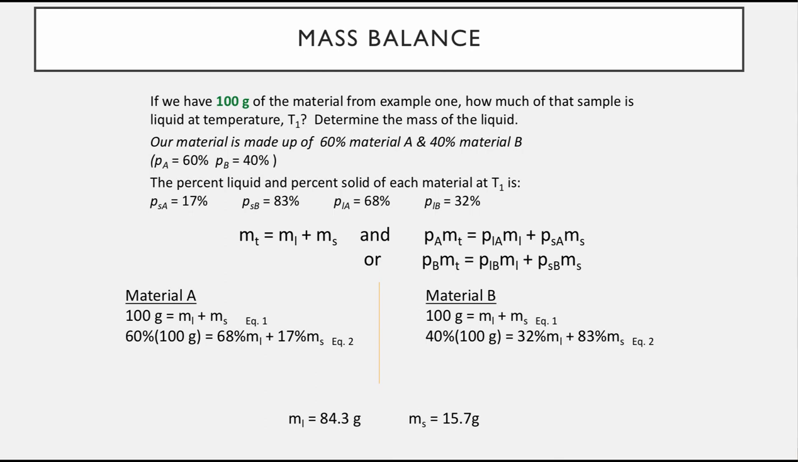Now, of that 15.7 grams, 83% of that is material B. Of that 15.7 grams, only 17% is material A, but vice versa, you have 68% of the 84.3 grams of the liquid is material A. So take some time. Make sure you understand what the percentages are telling you, what these masses of your liquids and solids are telling you.